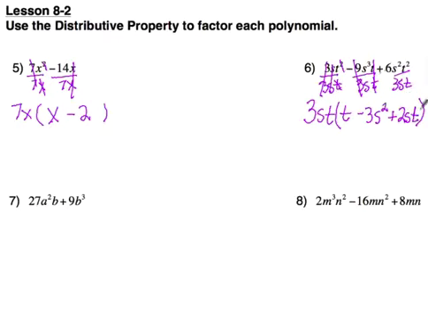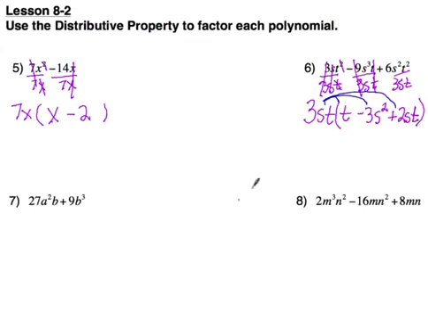You just divide out. This is last chapter's work, but you divide out your GCF and you get what's left. Again, remember, anytime you want to double check to make sure you have it right, you can always redistribute back through and see if you get your original problem.